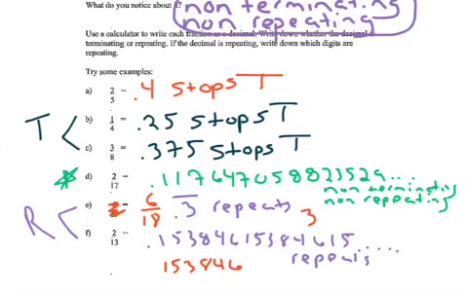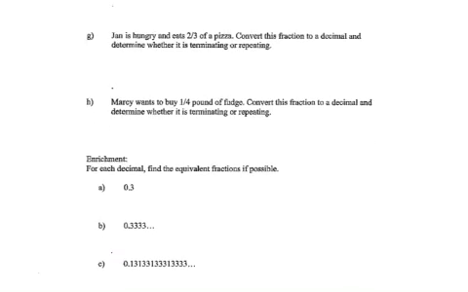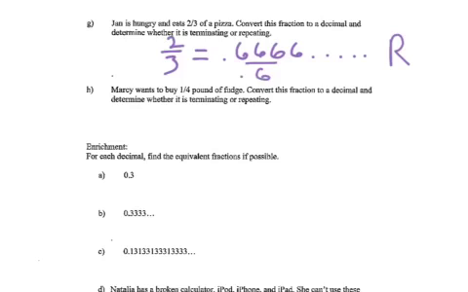If we move on to the next page, we have a little bit more work. So letter G says Jan is hungry and eats 2/3 of a pizza. Convert this fraction to a decimal and determine whether it is terminating or repeating. So if I take 2/3 in my calculator, 2 divided by 3 would give me 0.6666 and so forth. That means it's the same as 0.6 repeating, so this would be a repeating decimal.